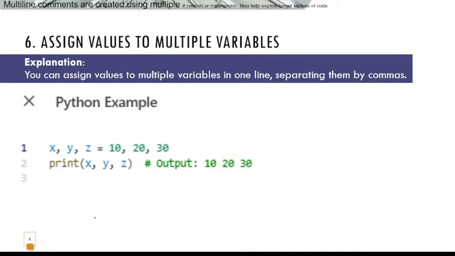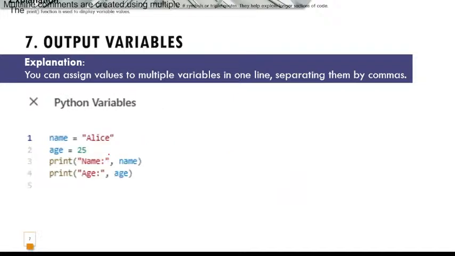Python examples: assign values to multiple variables. You can assign values to multiple variables like x, y, z equals 10, 20 and 30. So it's the same as the mathematics we used to have, and now we can call it by writing print x, y, z, and the output will be 10, 20 and 30 respectively. Pretty much similar to mathematics.